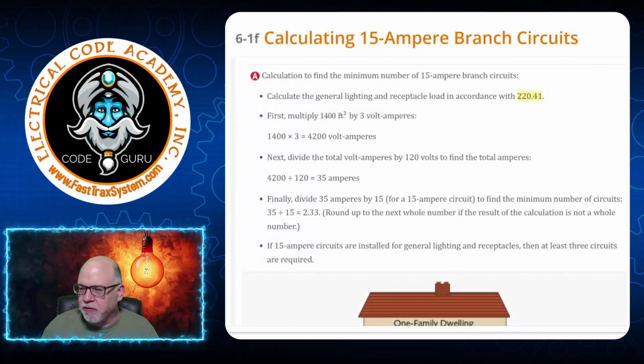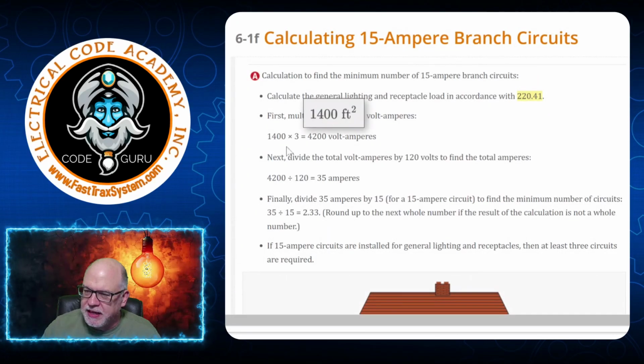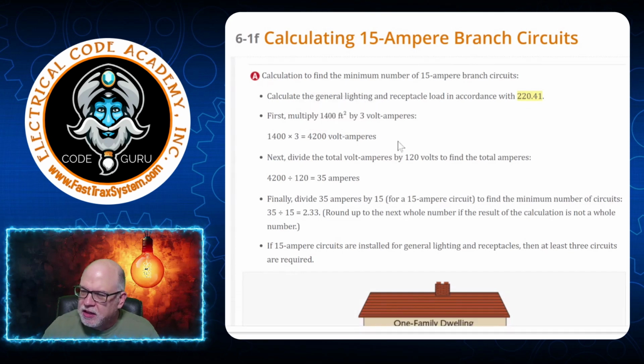All right, so back over here to what we've got. Remember it is 1,400 square feet, right? That's our dwelling. And remember, it's 3 VA per square foot. That's what it says in 220.41 of the 2023 NEC. So it's just that simple. We take 1,400 times 3, and that is 4,200 volt amperes.